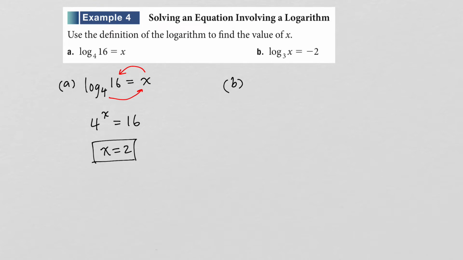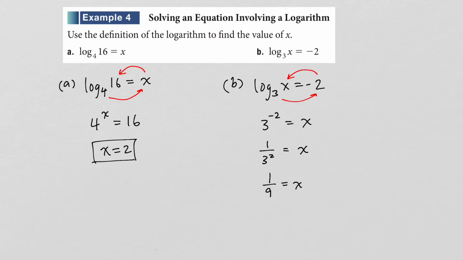In the second problem, we have log base 3 of x is equal to negative 2. To better understand this, I will put this in exponential form. In exponential form, this means 3 to the negative 2 must be equal to x. But 3 to the negative 2 is 1 over 3 squared. And 1 over 3 squared is 1/9. So we know that x must be 1/9.